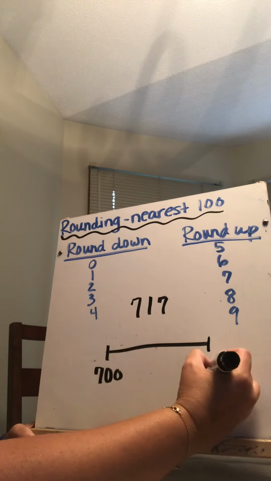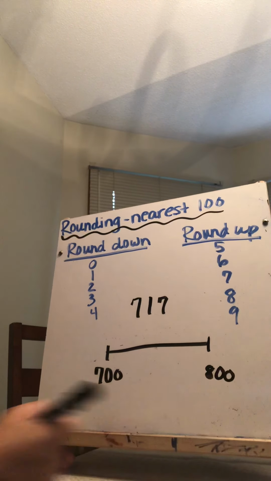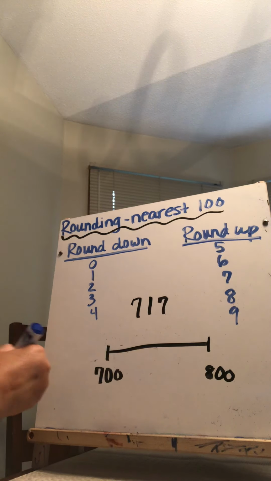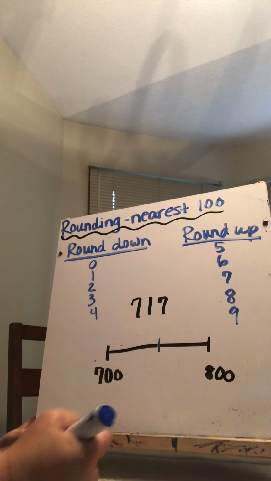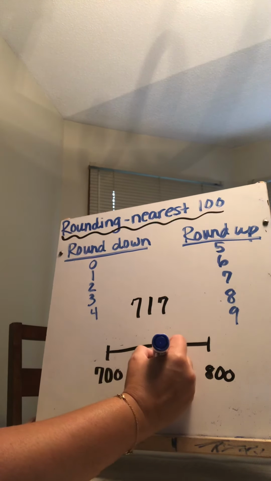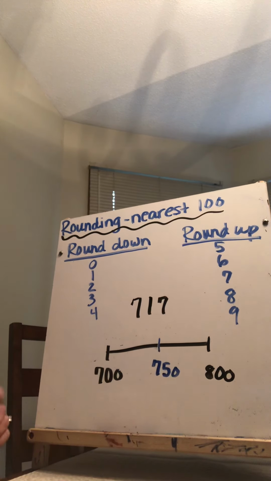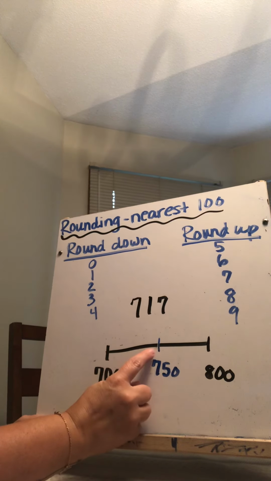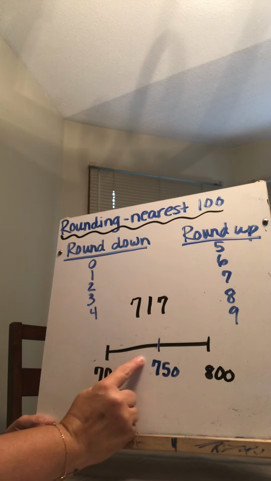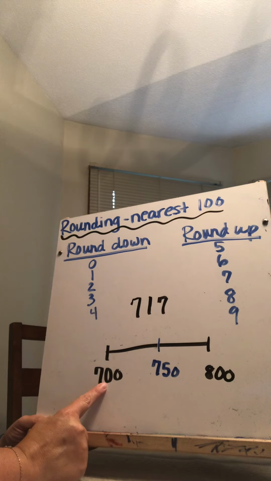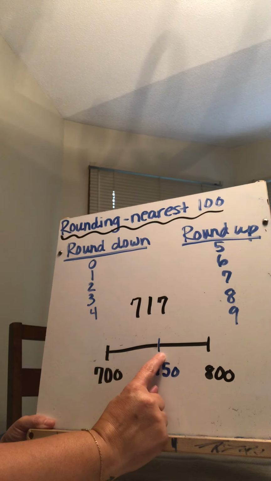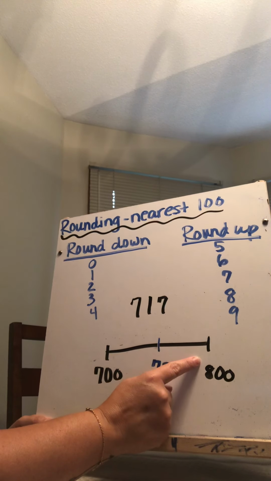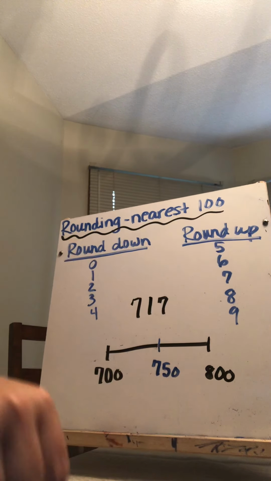700 and 800. Okay? On my number line, I'm going to draw the middle. Halfway between 700 and 800 is 750. Anything that falls between 700 and 750 in this part of the number line is going to round down to 700. Anything from 750 to 800, so this part of the number line, is going to round up to 800.